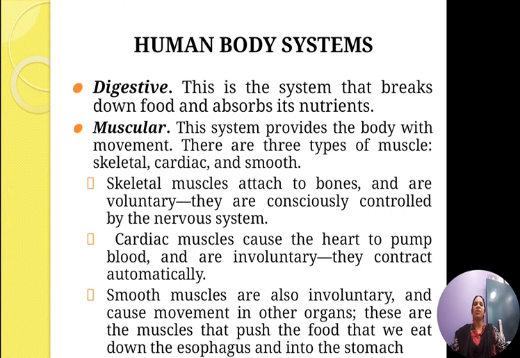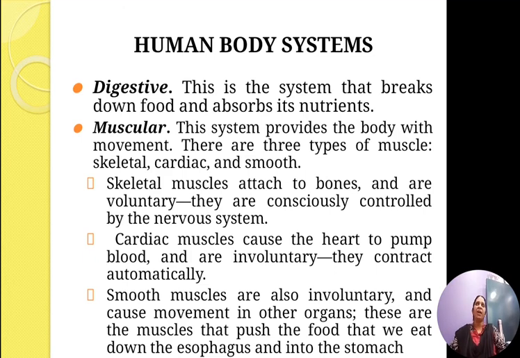We have the muscular system. This system provides the body with movement. There are 3 types of muscles: skeletal, cardiac, and smooth. Skeletal muscles are attached to the bones and they are voluntary. We have 2 types, voluntary and involuntary muscles. Skeletal muscles are consciously controlled by the nervous system. The cardiac muscles cause the heart to pump blood and they are involuntary.